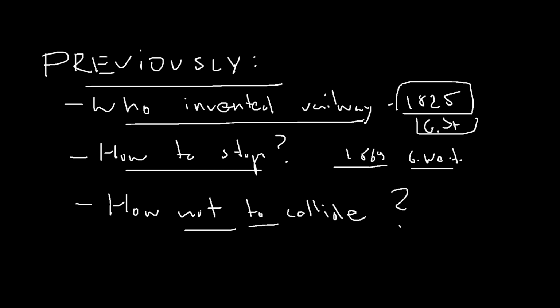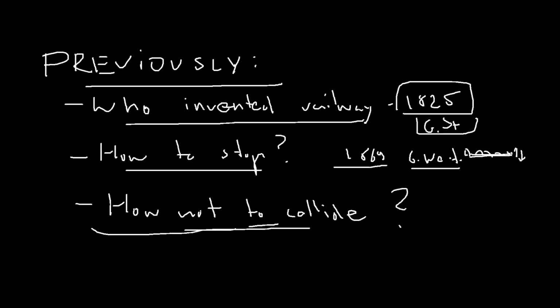1869, George Westinghouse, using compressed air within the rubber line that comes from the locomotive below each and every car. Drop of the pressure, then triggering the braking system.